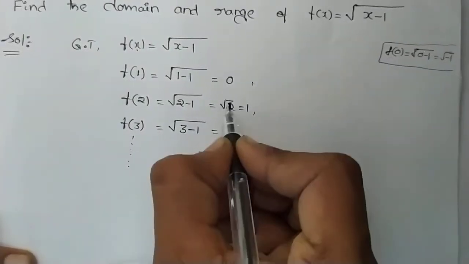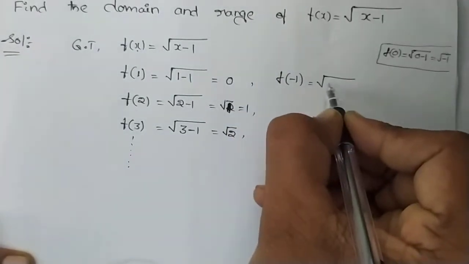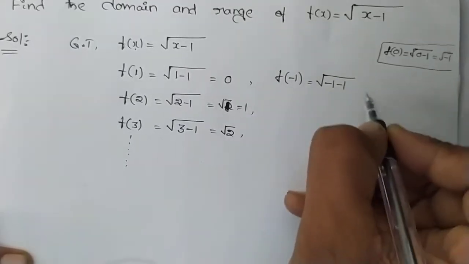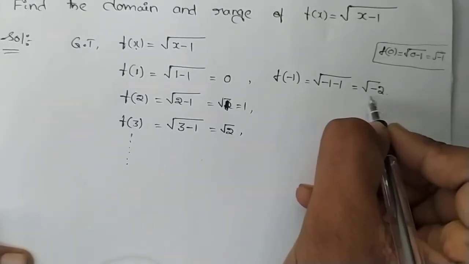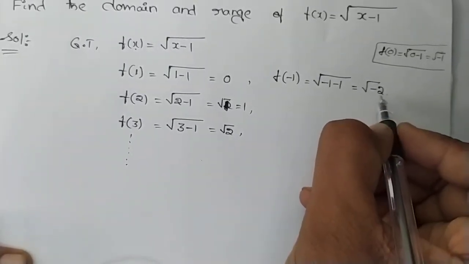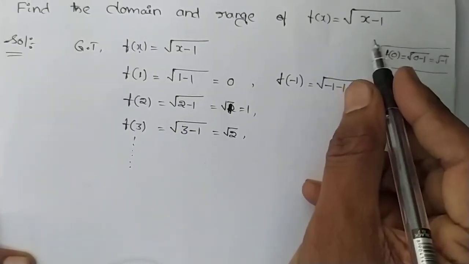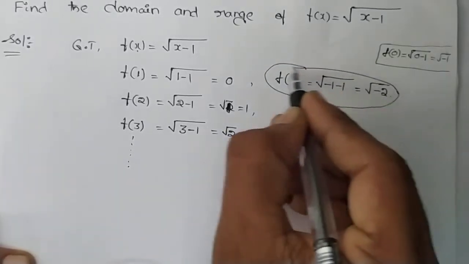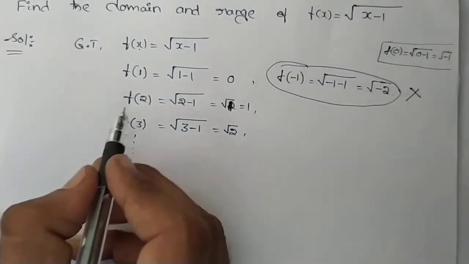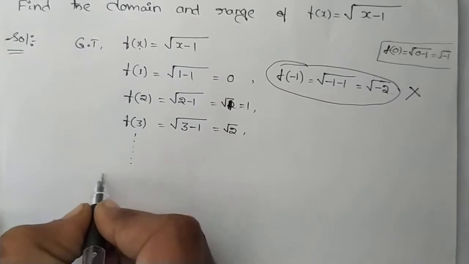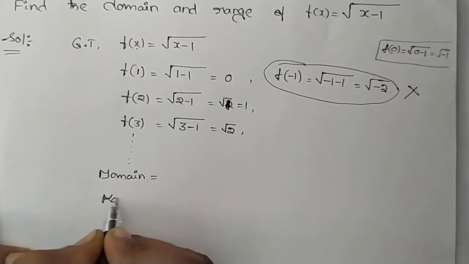Now, what if we take negative values? f of minus 1 equals square root of minus 1 minus 1, which equals square root of minus 2. Square root of minus 2 will be a complex number. Therefore, complex numbers are not defined in a real function, so we should not take f of minus 1, f of minus 2, f of minus 3, and so on. Now, you just observe these values, then write down the domain and range for this function. Domain is what and range is what?